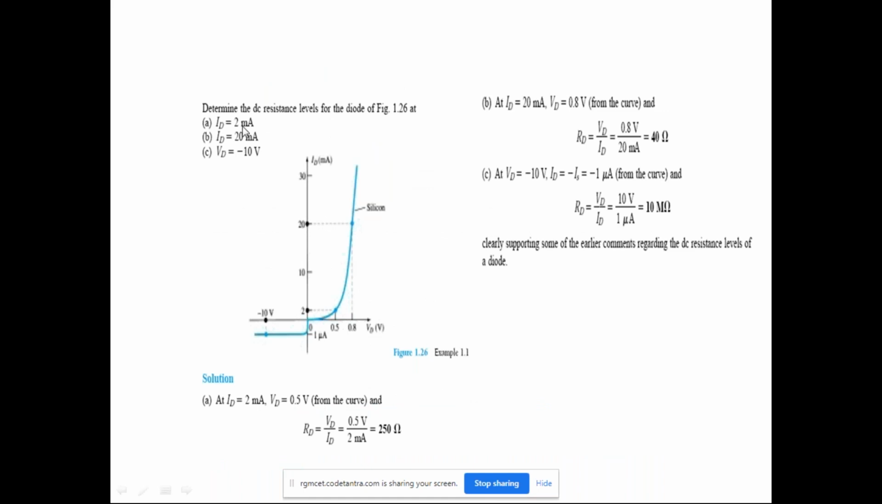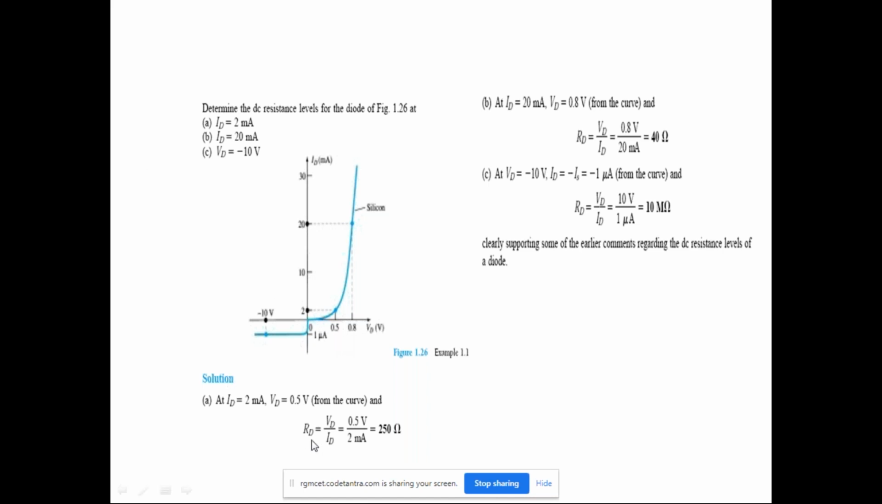Here is a simple problem. Determine the DC resistance levels of a diode. These are the diode characteristics. The operating points are given as ID is equal to 2 milliamp, ID is equal to 20 milliamp, and voltage Vd is equal to minus 10 volt. This is the characteristic curve. In the first case, ID is equal to 2 milliamp. Just simply project on this curve, and now find the voltage. What is the voltage here? The corresponding voltage is 0.5.